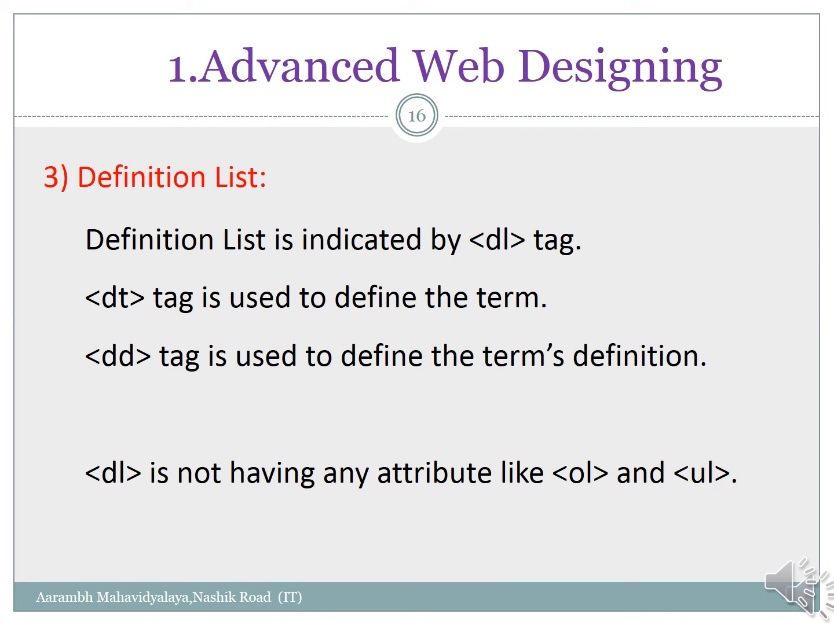Now let us see the third type of list, which is the definition list. A definition list is indicated by the DL tag, where D stands for definition and L stands for list. It does not have the list attribute, as we are not going to display single line data in this type. Instead of that, we have to display paragraph data under it. For that, we use the DT tag, which is used to define the term, and the DD tag to define the definition of the term.